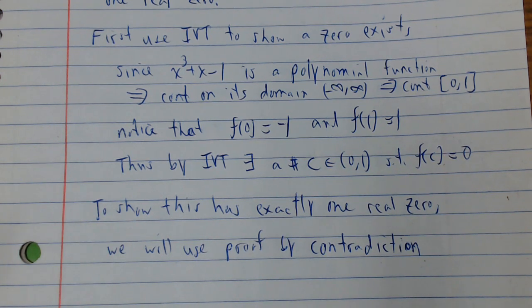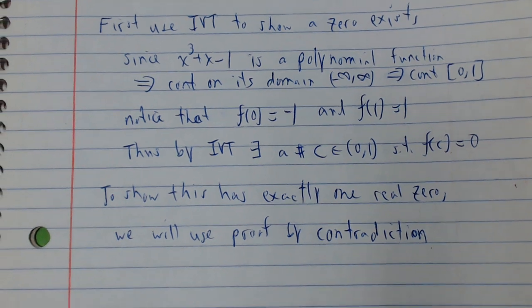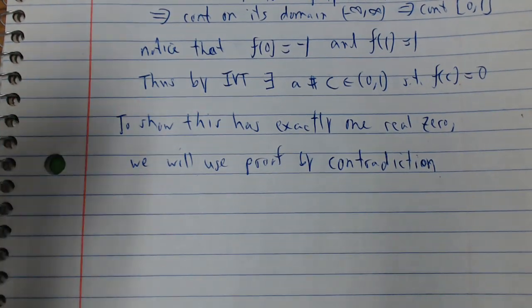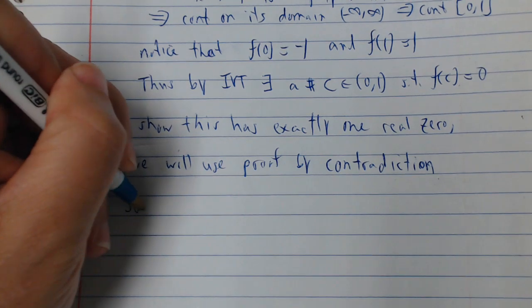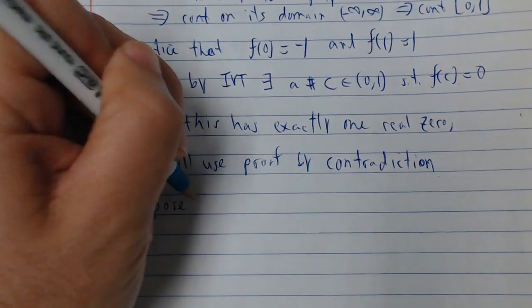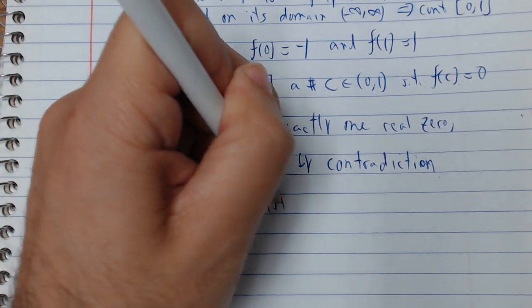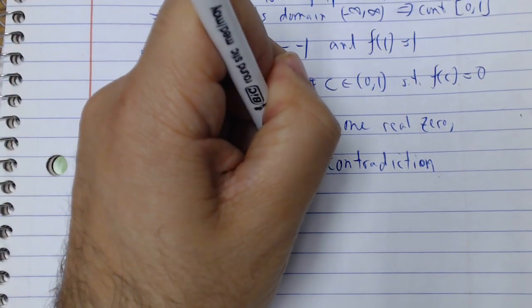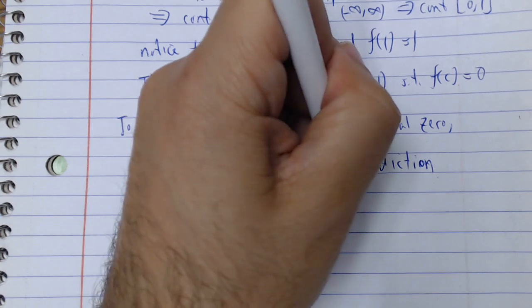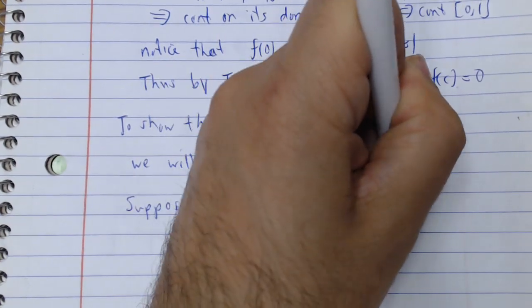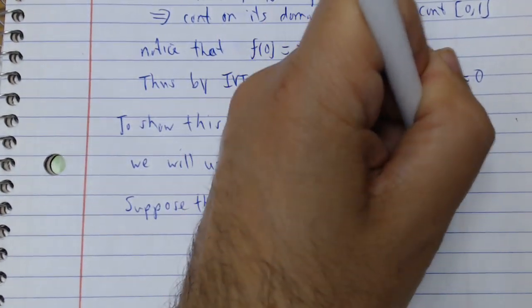Okay, so we can say, suppose there exist two roots, A and B.